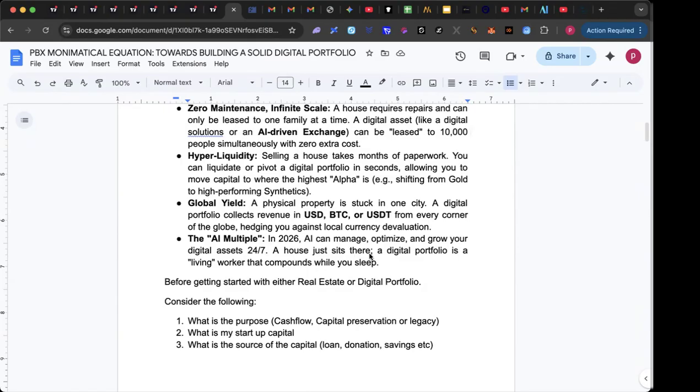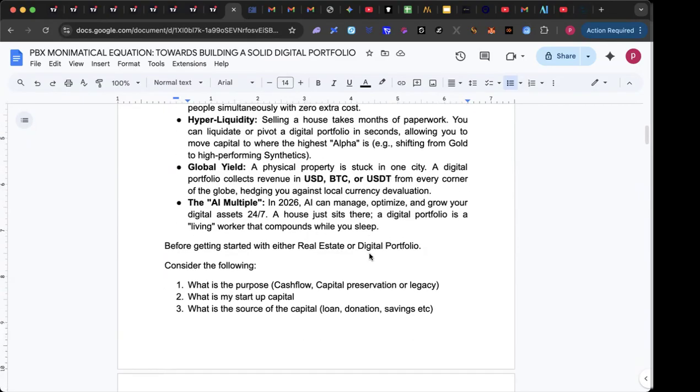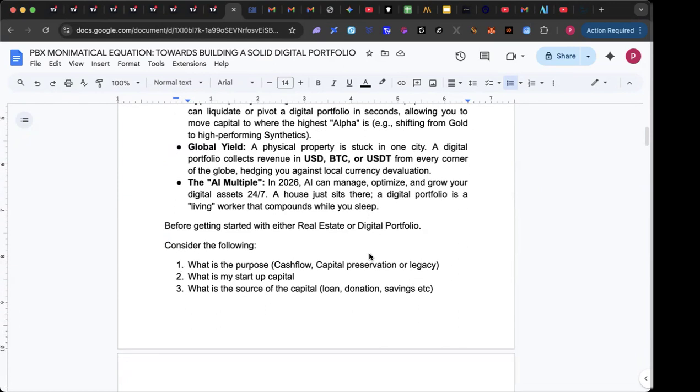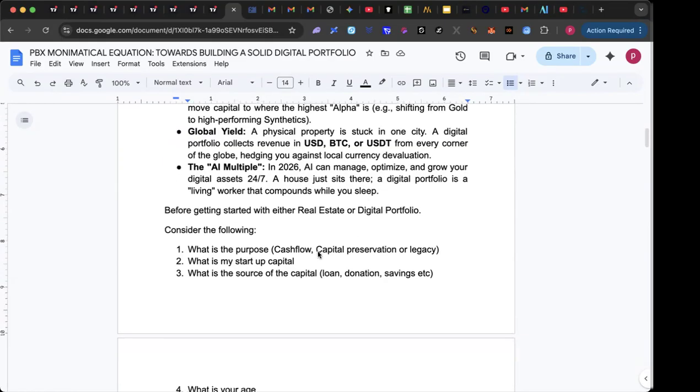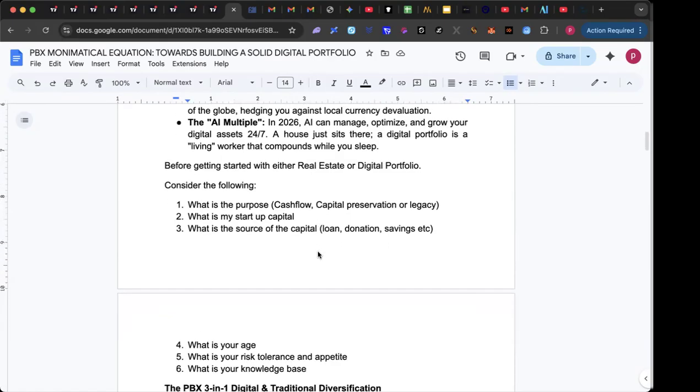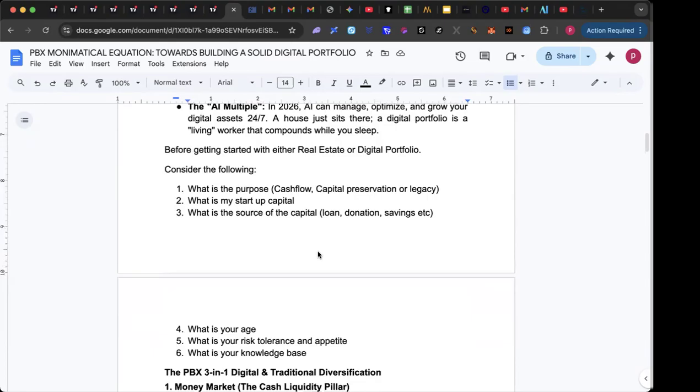So these are just a few things. But as sweet as this thing I've explained, before you get started in any digital opportunity or building your portfolio, understand this. Before getting started with either real estate or digital portfolio, consider the following. Number one, what is the purpose? Now, this is where I will show you some things so that you understand what I talked about, having understanding, vertical knowledge and horizontal knowledge.